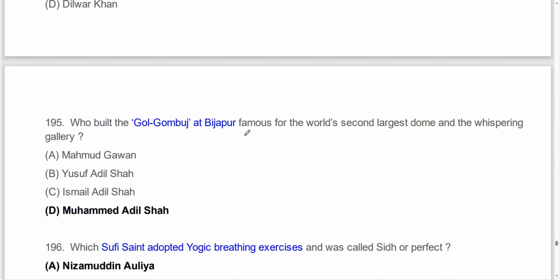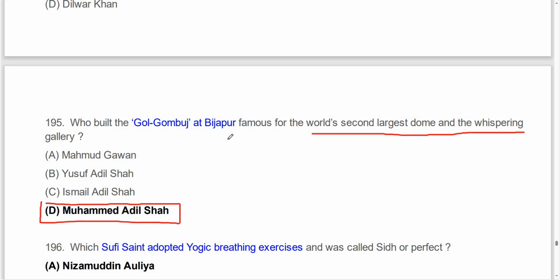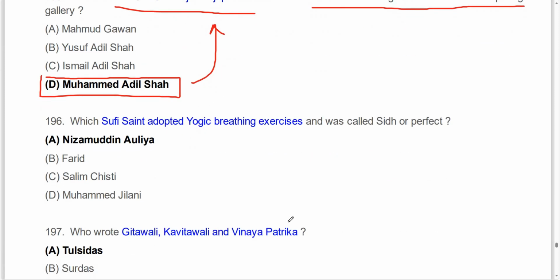Who built the Gol Gumbaz at Bijapur, famous for the world's second largest tomb and the Whispering Gallery? This was constructed by Muhammad Adil Shah. Muhammad Adil Shah constructed the Gol Gumbaz at Bijapur, famous for the world's second largest tomb and Whispering Gallery. Moving on to the next question.